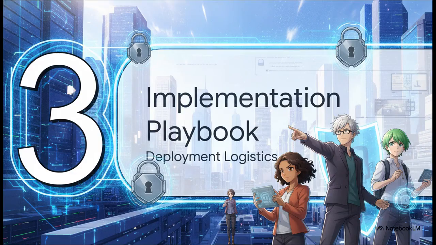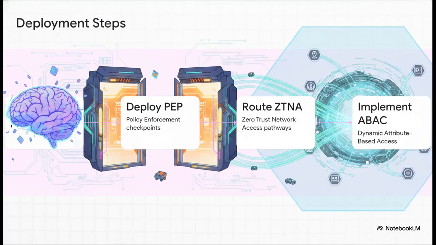That brings us to Section 3, the implementation playbook. Step-by-step deployment logistics. Let's see how this builds our actual defense perimeter, step by step. First up, you establish your policy decision points, or PDPs. Think of this as the brain of the operation, deciding exactly who gets access based on context. Second, you deploy policy enforcement points, or PEPs. These are basically your checkpoints that actually carry out the brain's decisions. Third, you route all of this through Zero Trust Network Access, ZTNA. This completely replaces those old, super vulnerable VPNs with secure, highly specific pathways.